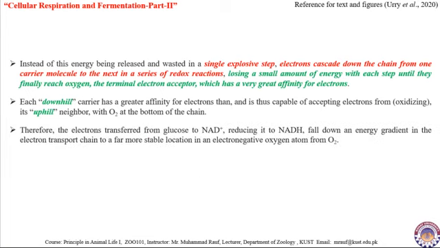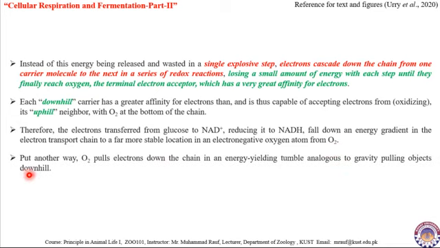Now, therefore, the electrons transferred from glucose to NAD, reducing it to NADH, fall down an energy gradient in the electron transport chain to a far more stable location in an electronegative oxygen atom from O2. Now put another way, oxygen pulls electrons down the chain in an energy-yielding tumble analogous to gravity pulling objects downhill.